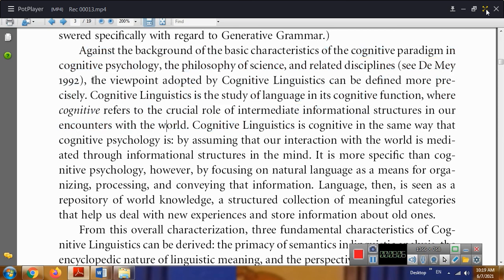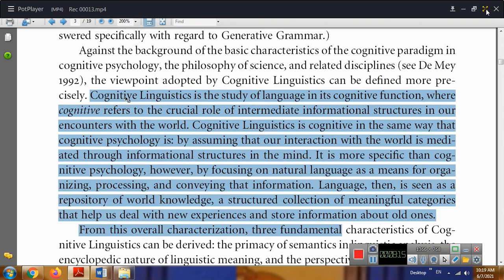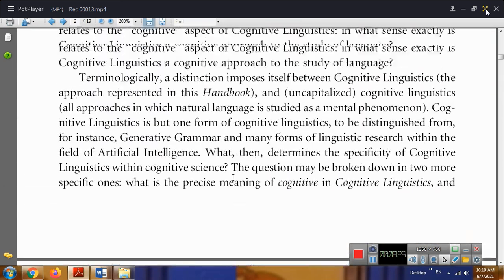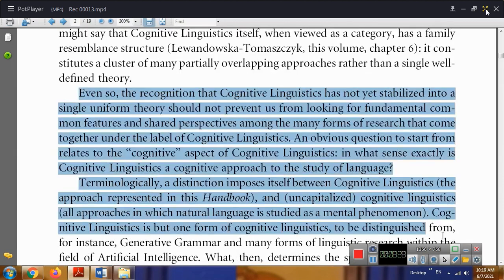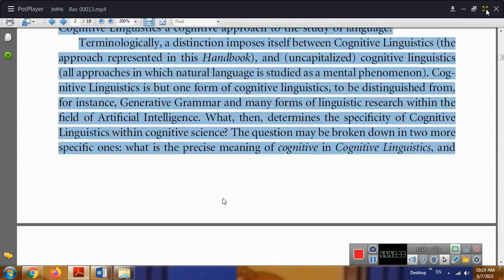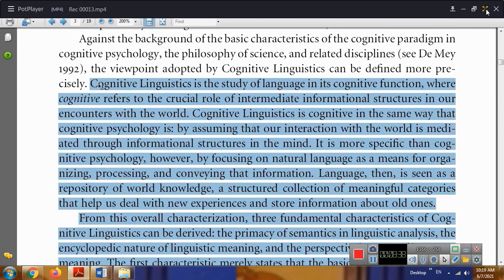Here, from this part, it explains cognitive linguistics, which we write with a capital letter. Dear student, these lines and this paragraph are not important. I don't want you to summarize them, but from here, from the definition of cognitive linguistics with the capital letter, they are important and you should summarize them.